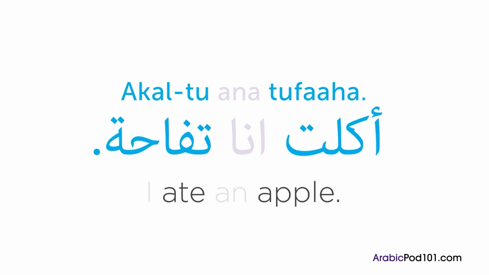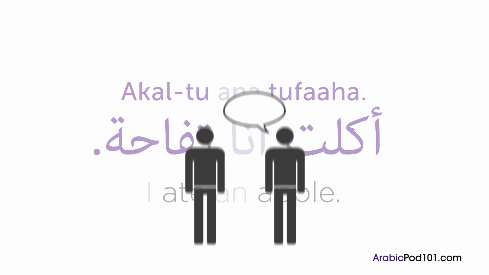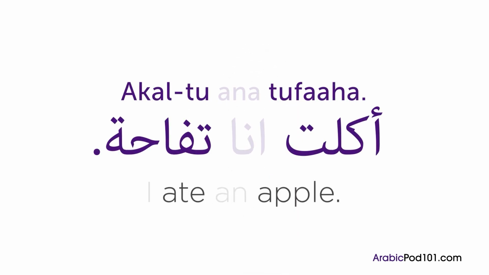أكلت تفاحة. In most situations, such as a one-on-one conversation, it's clear that the person who's speaking is the subject. In cases where it's obvious who or what the subject is, it's almost guaranteed that the subject will be omitted, and so you're left with أكلت تفاحة.